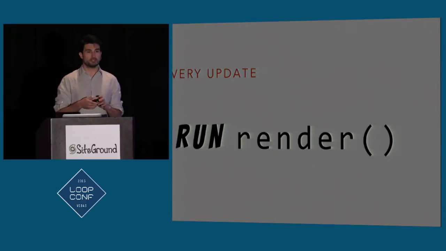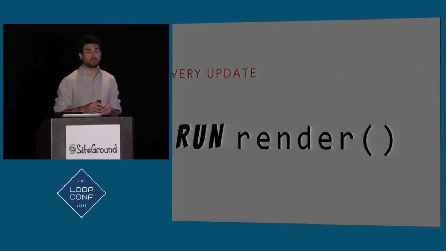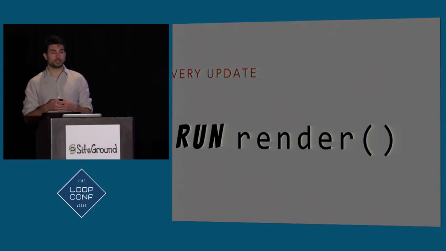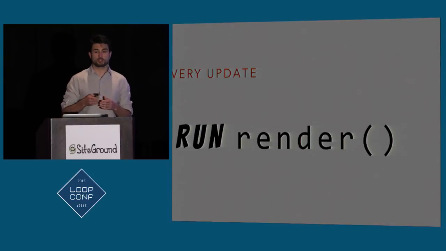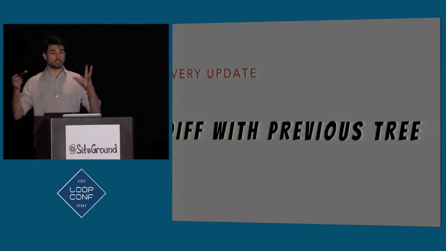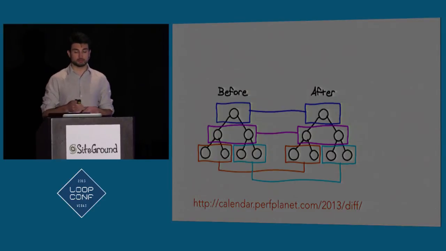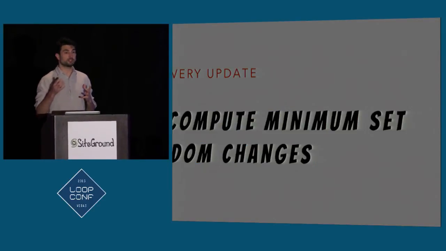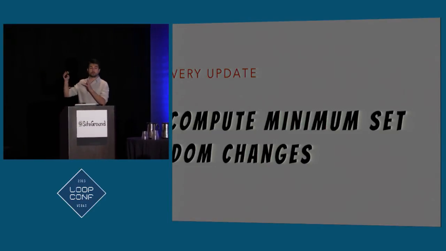And on every update, React runs our render method. This is why render shouldn't have any side effects, because it's run a lot and should be fast. Based on the result of render, React builds this tree of DOM elements in its virtual DOM. After that, React diffs it with the previous tree, the current state of the DOM. Then it has some semi-complex algorithms to compute the minimum set of DOM changes to move us from the previous state to the state we want.